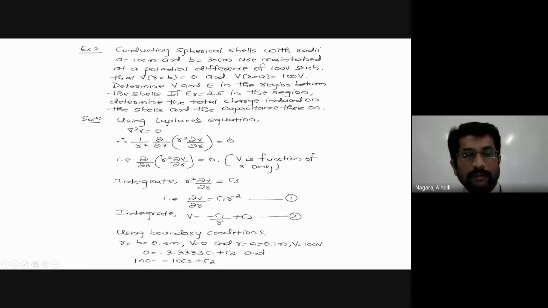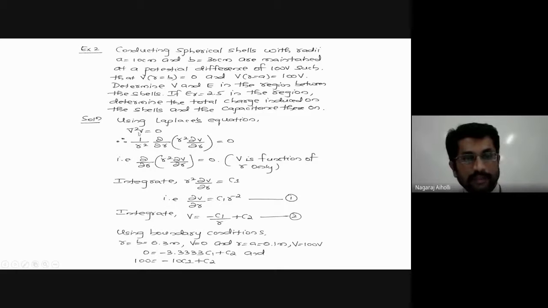Let us use Laplace equation. Del square V equal to 0 is 1 upon R square dou by dou R of R square dou V by dou R equal to 0. Here again the V is only a function of R. It is a function of radius only. It is not a function of theta and phi. The spherical system is a function of only the radius.